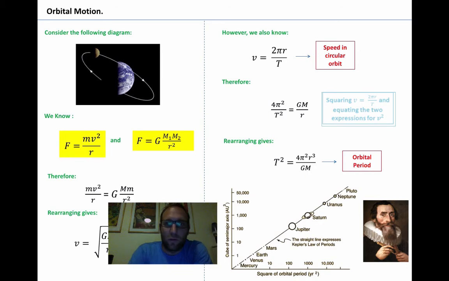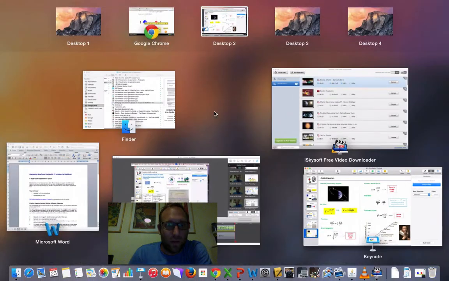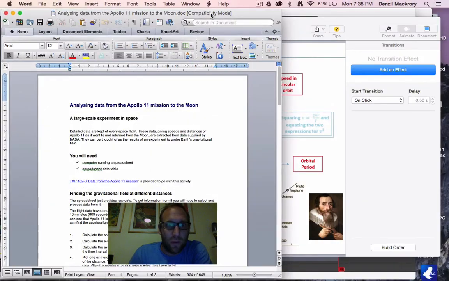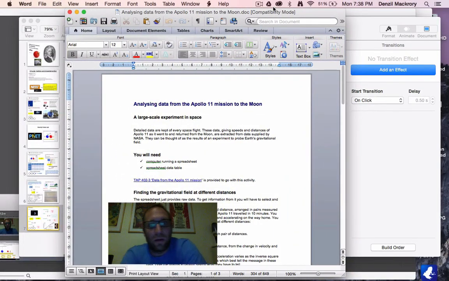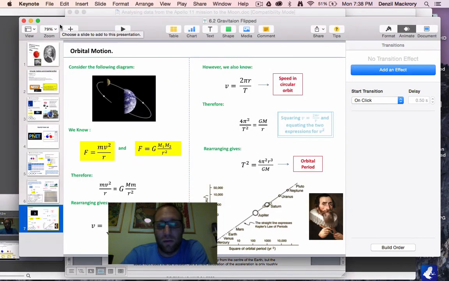What I'd like you to do now is have a look at Moodle, where there should be this activity. I'd like you to analyze data from the actual Apollo 11 mission to the moon to find the gravitational field at different distances. If you could do that, that would be great, and then you're done.